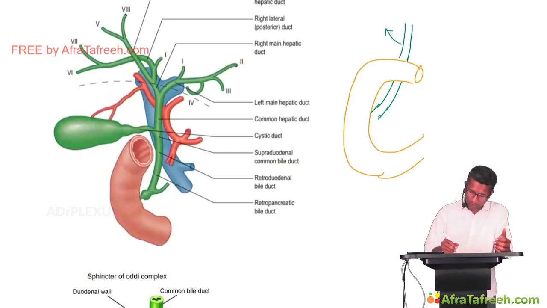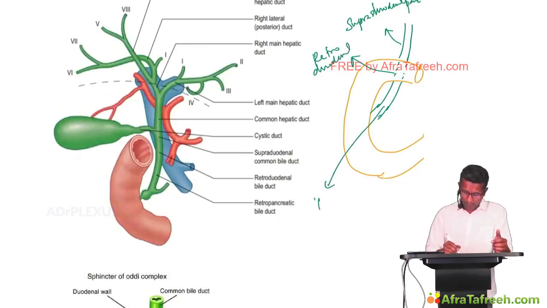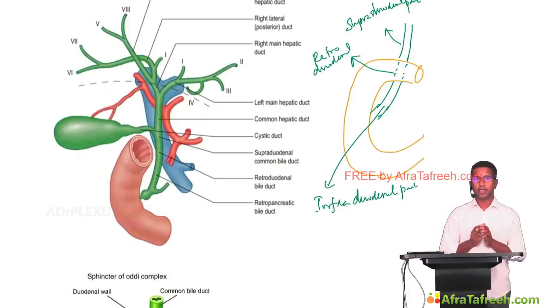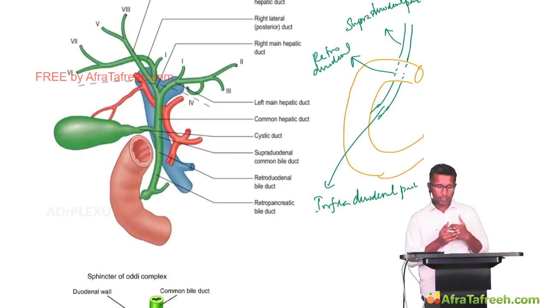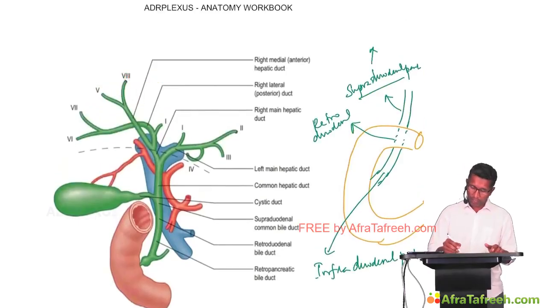This is called the supraduodenal part, this is called the retroduodenal part, and this is called the infraduodenal part. So you divide the entire bile duct into 3 parts: supraduodenal part, retroduodenal part, and the infraduodenal part.